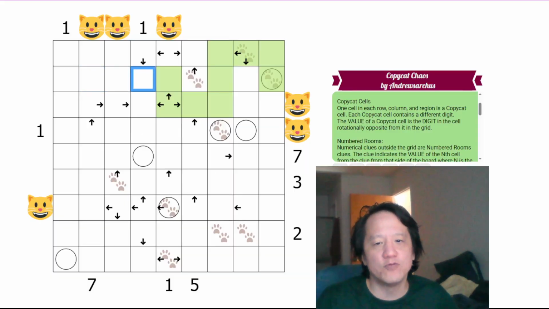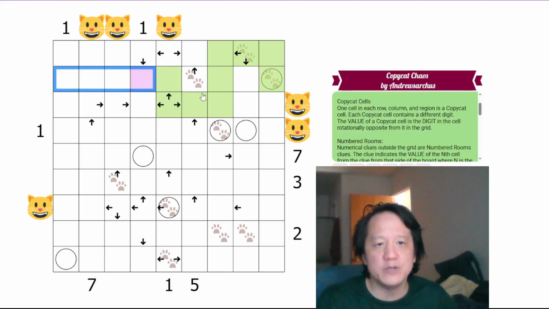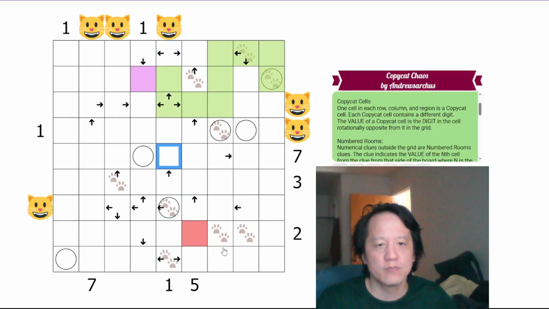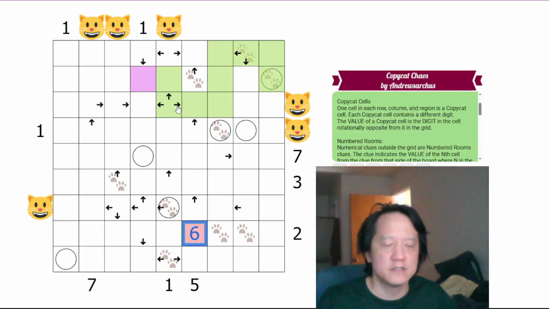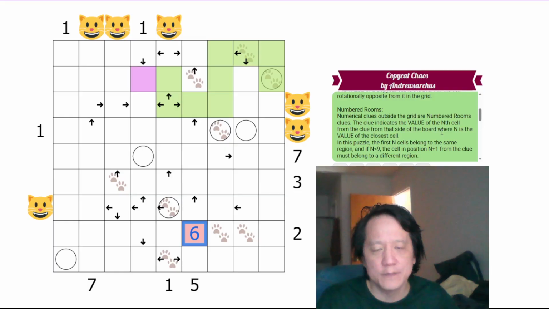So, for example, if we had, say, a copycat cell in row 2, column 4, the value of that cell would be the digit that is in row 8, column 6, right? Because that's rotationally opposite of row 2, column 4, around the central cell in this grid. So say this was like a 6, then the value of this cell, since this was a copycat cell, would be a 6. And that's how copycat cells work.